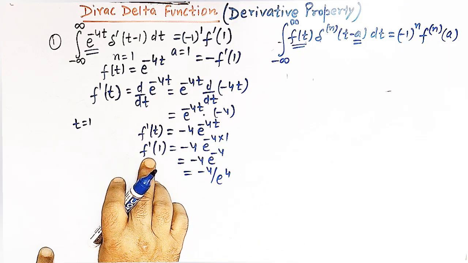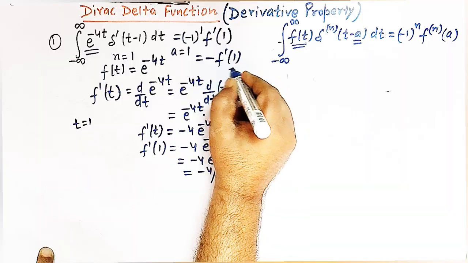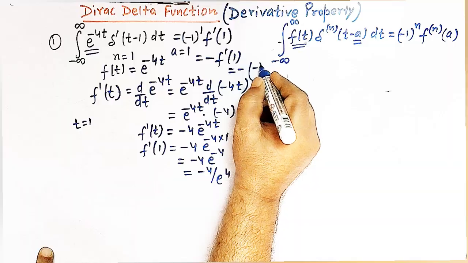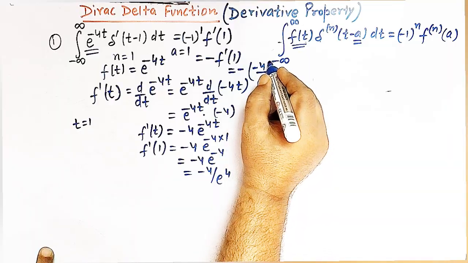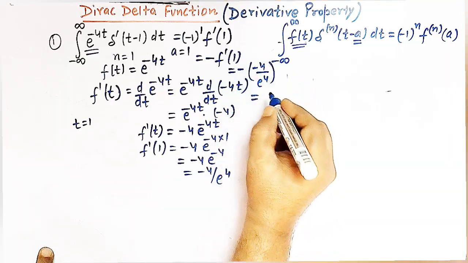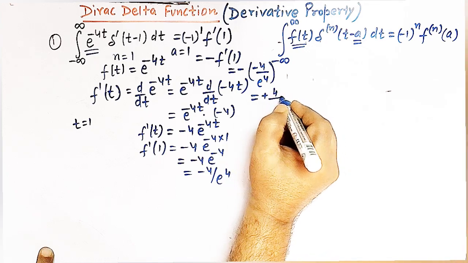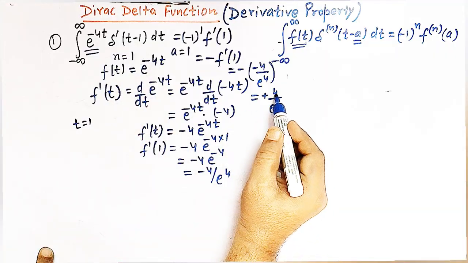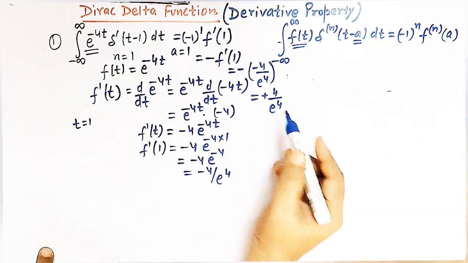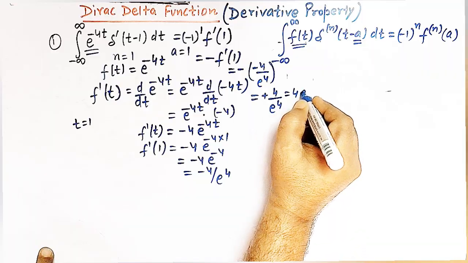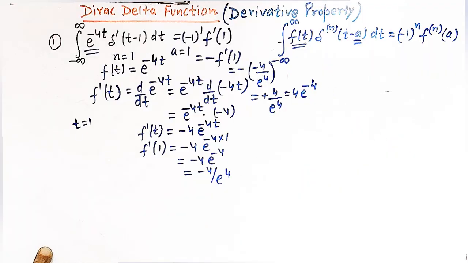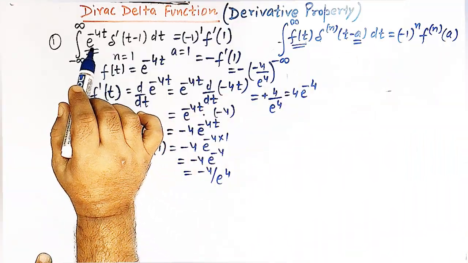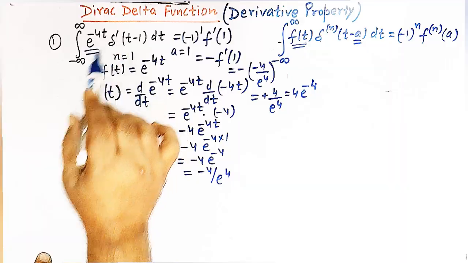So substituting the value of f prime of 1 over here, we have minus, and then minus 4 over e raised to 4. Minus times minus is positive, so we have 4 divided by e raised to 4. So the value of this integral is 4 divided by e raised to 4, or we can also write it as 4 times e raised to minus 4. So this is how, by making use of this property, we can easily evaluate this integral.